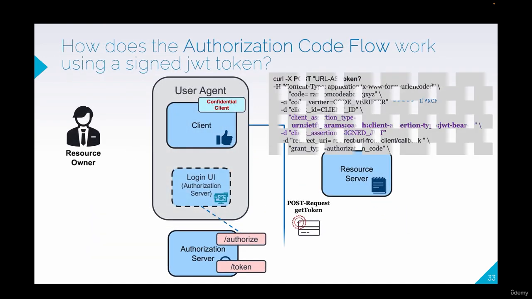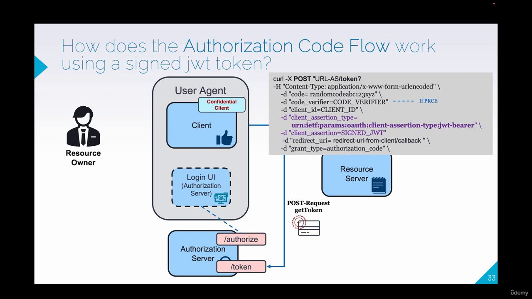In the authorization code flow, the process is similar. However, instead of including the client secret in the request body, the JWT assertion is included along with the client assertion type parameter to indicate the use of the JWT bearer assertion as the client authentication method.